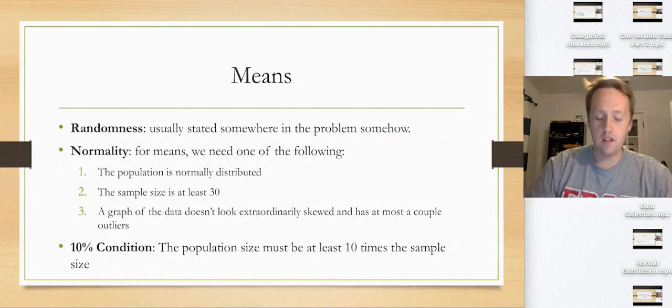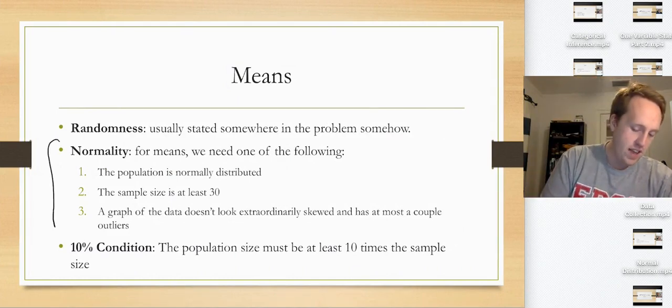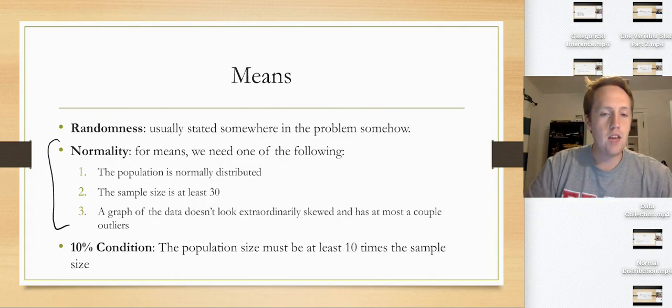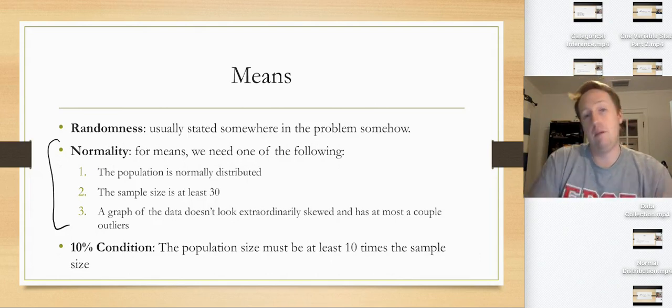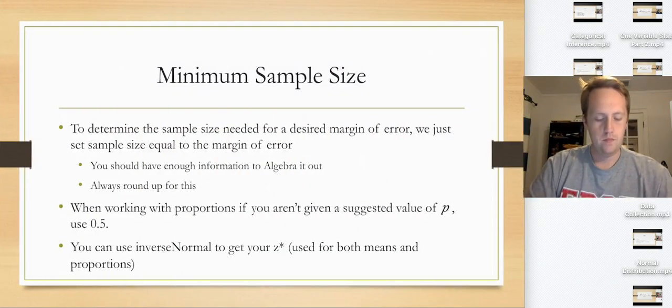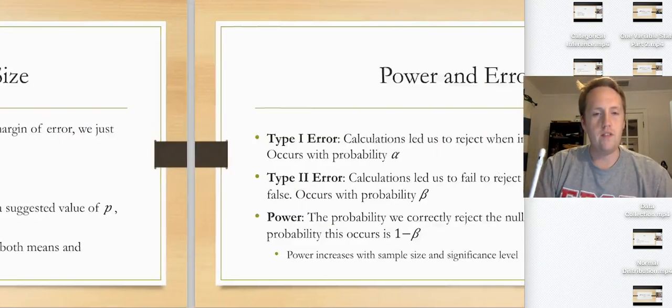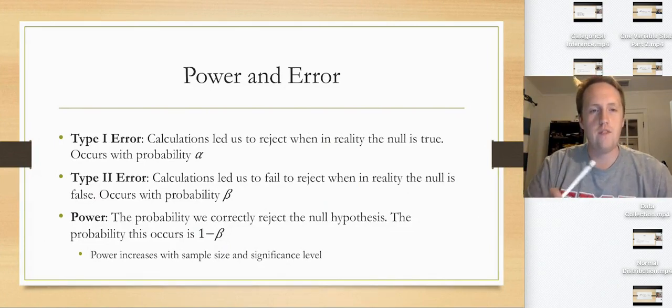Conditions for means are basically the same thing. The only thing that's different is how we get normality. So for means, we either need the population to be normally distributed, we need the sample size to be at least 30, or a graph of the data doesn't look extraordinarily terrible. We need any one of those 3 things. The population being normal is the best way because it's super fast. If not, a big sample size will do. Minimum sample size is irrelevant. Deleting that because that was for confidence intervals.